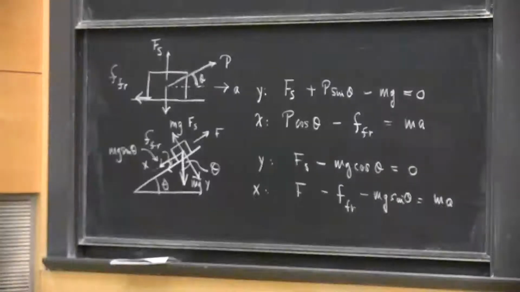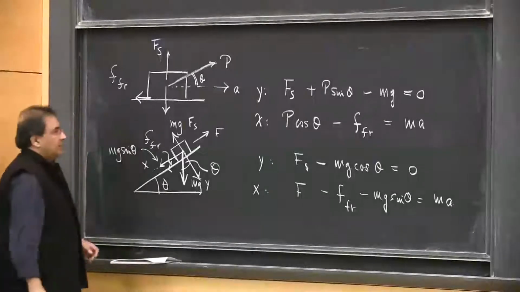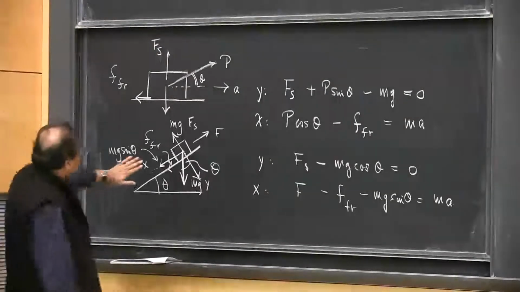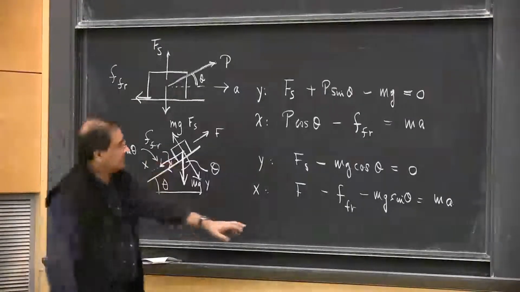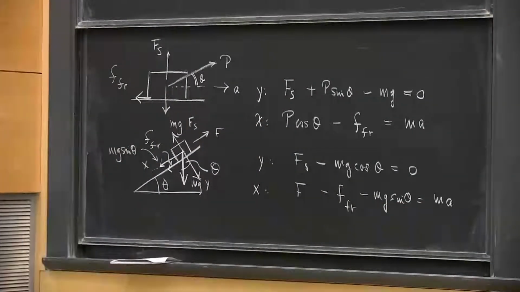So these are my equations of motion on an inclined plane. I'm not saying this is easy to do, but this is how you set it up. If there is no acceleration at the end of the day, but it has just a tendency to move up, then the right side would be 0. Then the net force would be 0 on the right side.